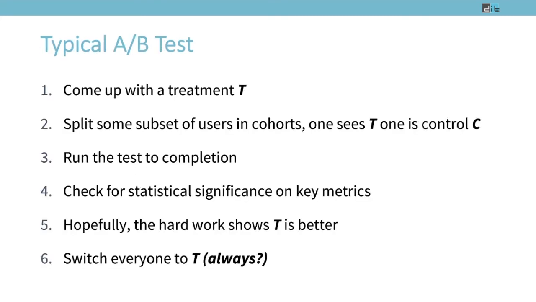And typically, we call this idea that we have a treatment. Then we split the users in cohorts. Some fraction of users sees the treatment, some sees the control. The control is typically the application as is. We run the test to completion. We check again for statistical significance, and then assuming everything works well, we want to switch everyone to this new feature.